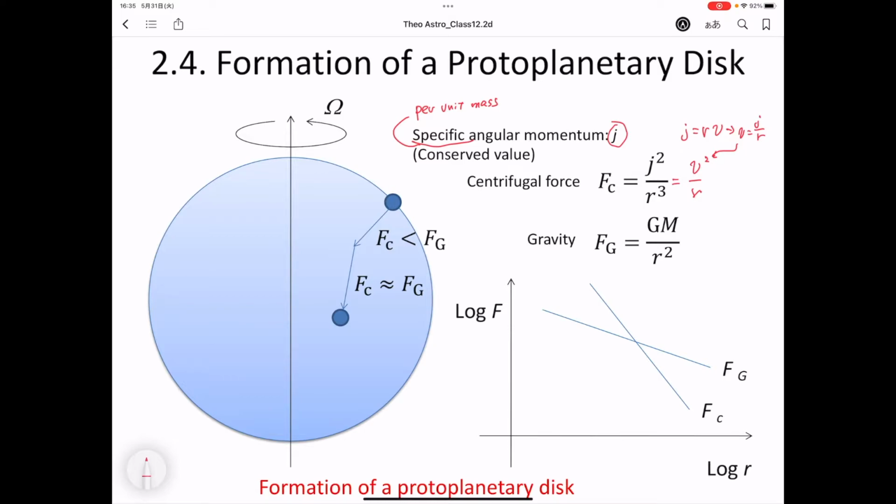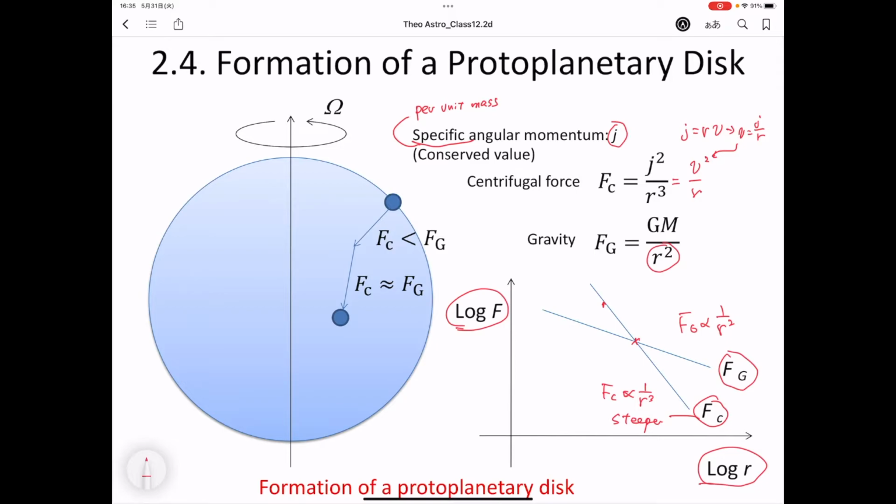So if you plot these two forces acting on the particles, the horizontal line is log R and the vertical line is log F. If you draw the gravitational force, because of the 1 over R squared, F sub G is proportional to 1 over R squared. F sub C, the centrifugal force, is proportional to 1 over R cubed. So because of the 1 over R cubed, F sub C is a steeper line. If the particle is moved to the inner regions, the centrifugal force becomes stronger than the gravitational force.